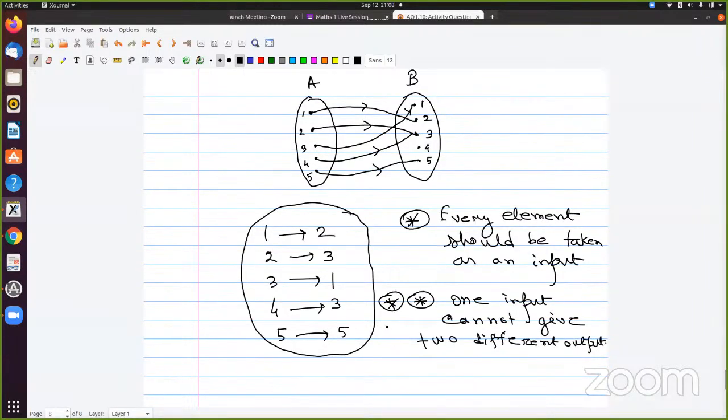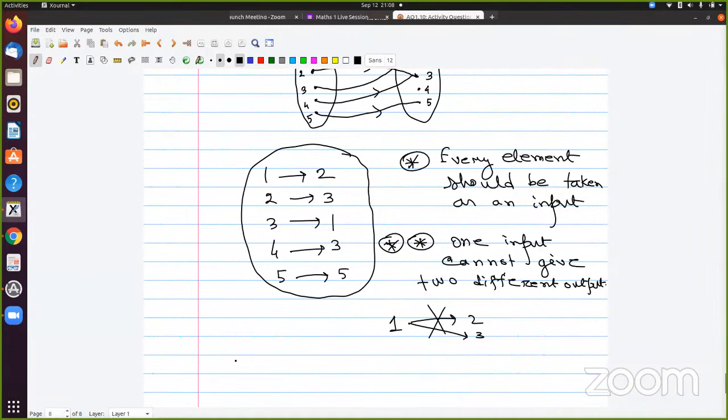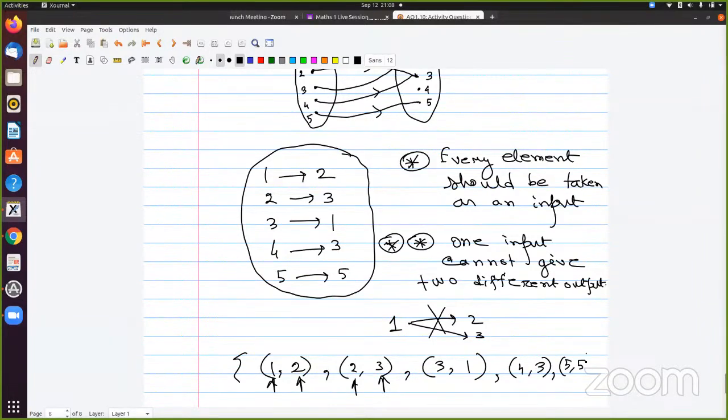What does it mean? Suppose I am taking 1. 1 cannot go to 2 and 3 both. This cannot be for a function. Right? So whenever I am writing a function as a set, 1 is going to 2: the first element is my input, second element is my output. 2 is going to 3. First element is my input, second is my output. 3 is going to 1, 4 is going to 3, 5 is going to 5. So this is a function.